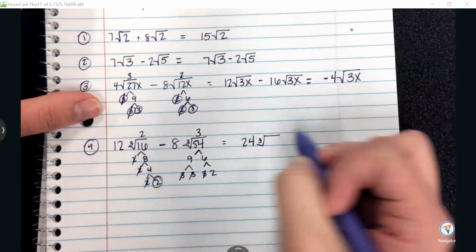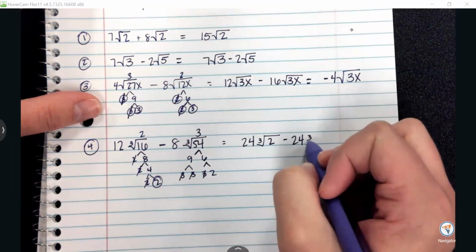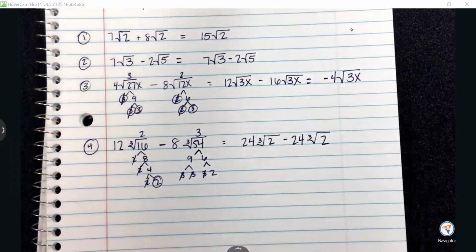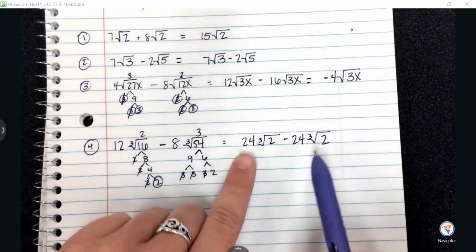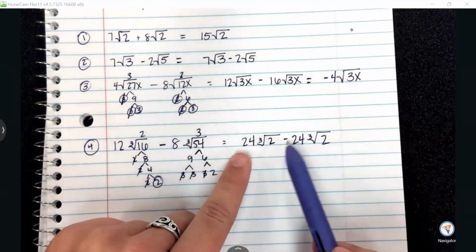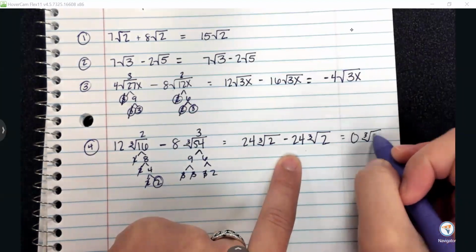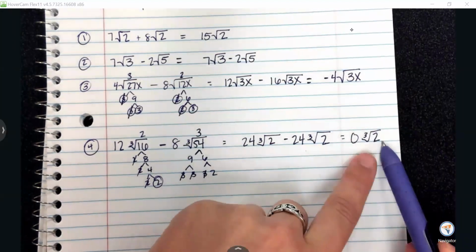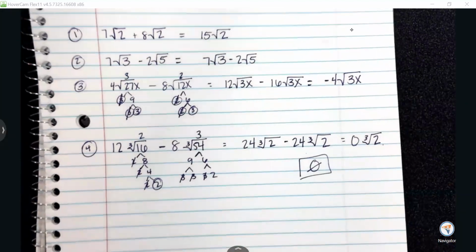So you should have something that says this. Yes? So it will be 0, because if I have 24 minus 24, that would equal 0 cube roots of 2, but what's 0 times anything? 0, so my answer is 0. Okay.